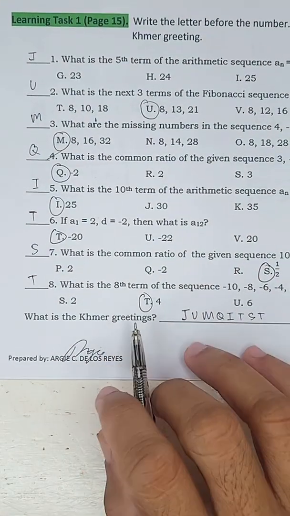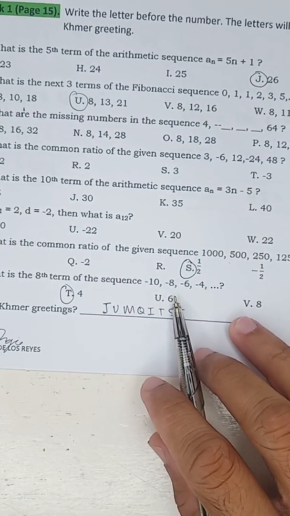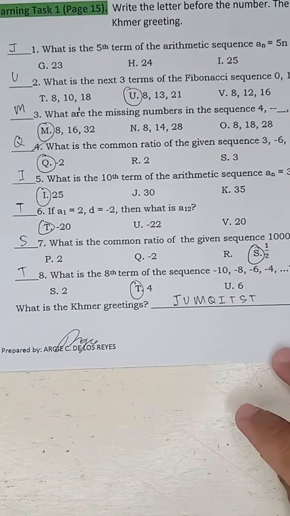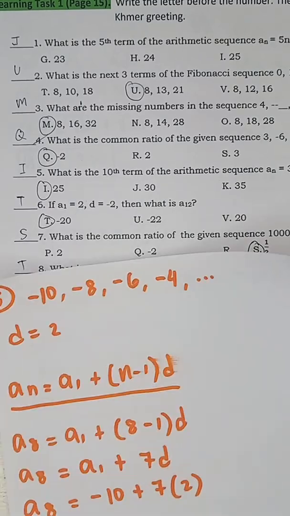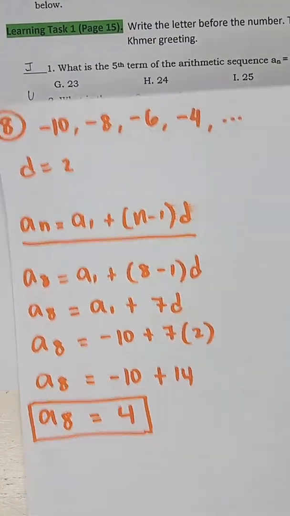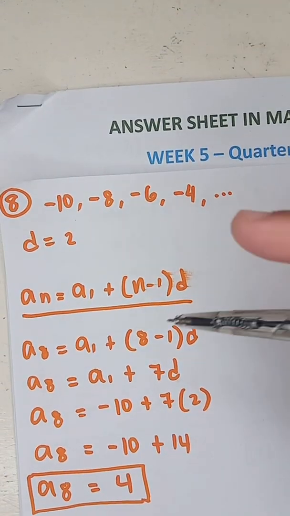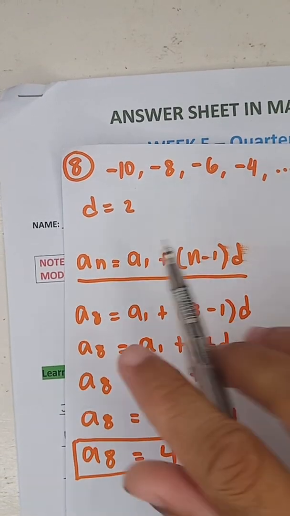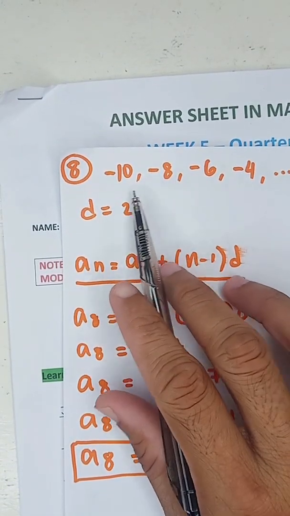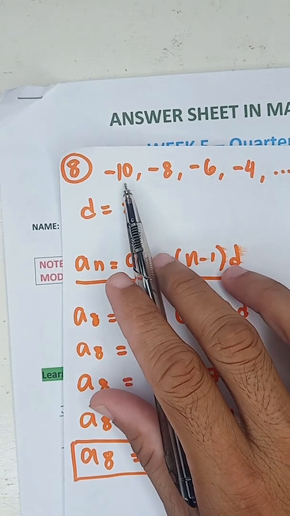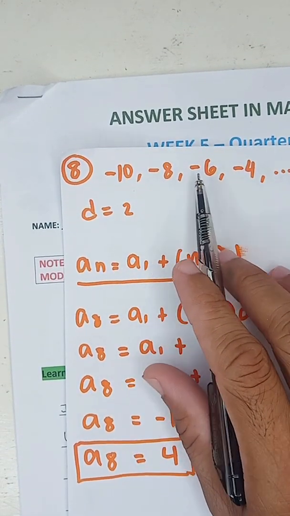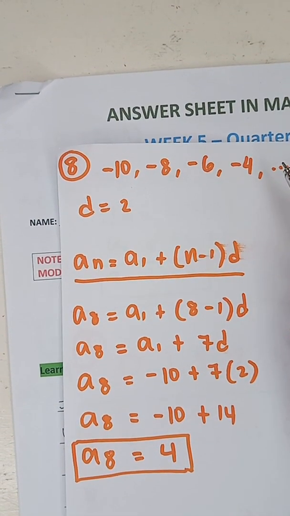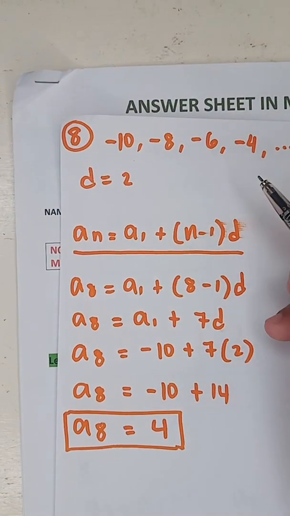Okay, number 8, what is the 8th term of the sequence -10, -8, -6, -4, and so on? What is the 8th term of the sequence? So here in our answer, I will explain. -10, ayan, yung given. So for D, common difference is D kasi pag nag-minus ka ng dalawang term, di ba? 10 minus 8 is 2, 8 minus 6 is 2, 6 minus 4 is 2. So, yun na nga, yung D natin is 2 for the common difference.